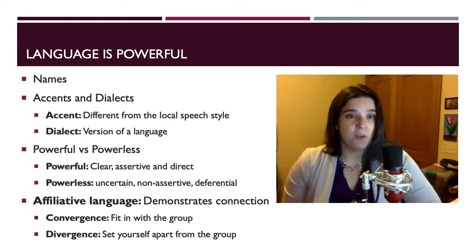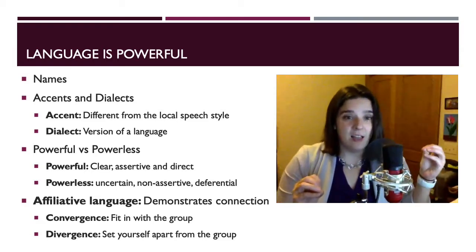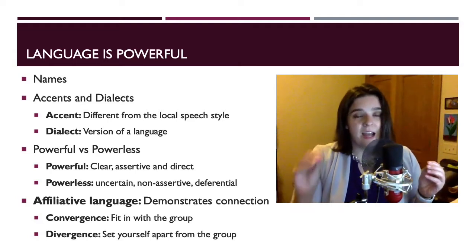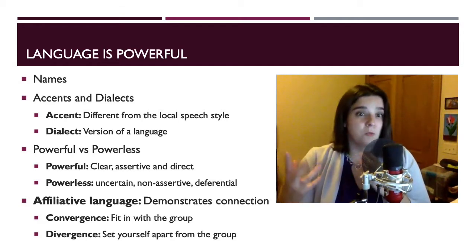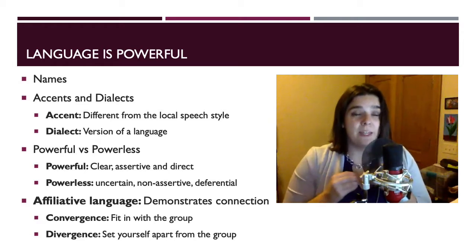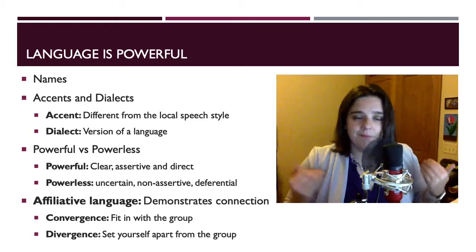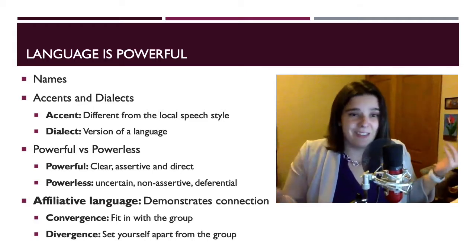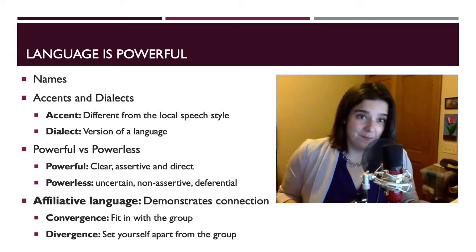Accents and dialects are another important part of the power of language. And an accent is something that's different from the local speech style, and a dialect is a version of a language. Let's break this down. And you have an accent if you go somewhere where your voice sounds different, even if you're speaking the same language. I live here in Madison, Wisconsin. I have no accent when I am walking around spending money on things that I don't need at the Target that might be pumpkin spice scented.